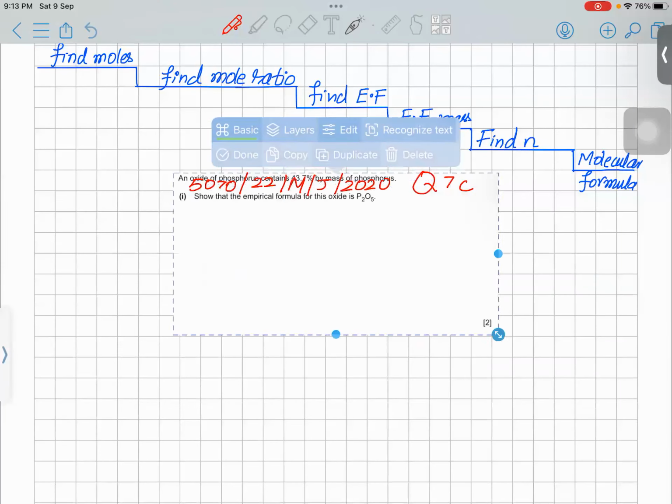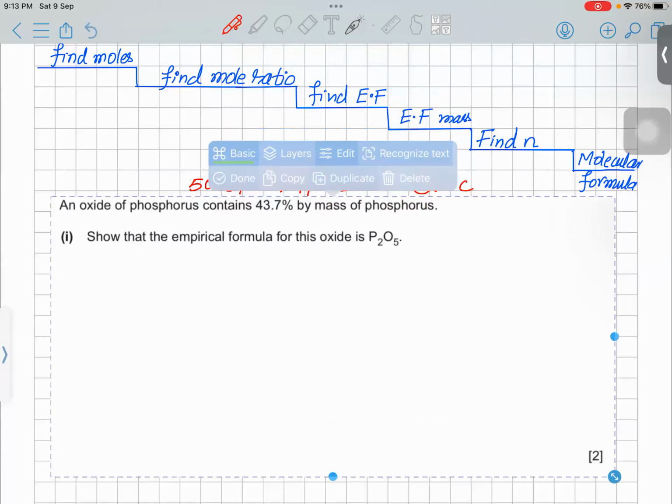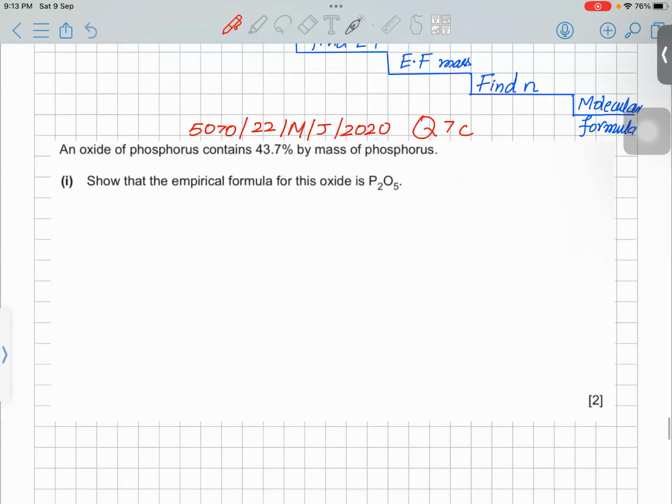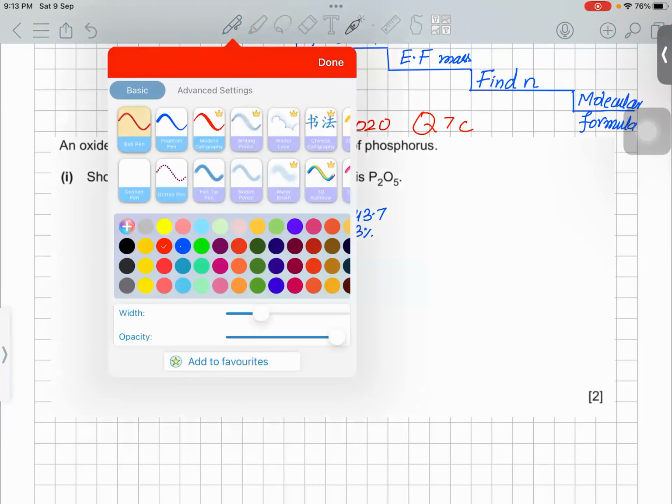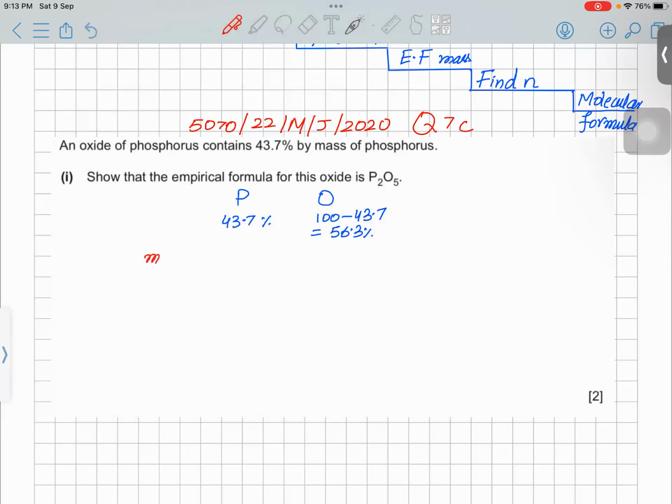Can you tell me how to find the empirical formula? Sir, empirical formula, it's easy. So first, we know that phosphorus has 43.7%, and then oxygen will have 100 minus 43.7, which is 56.3%. So, next step is find mole.